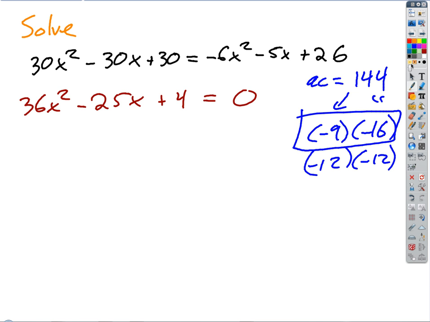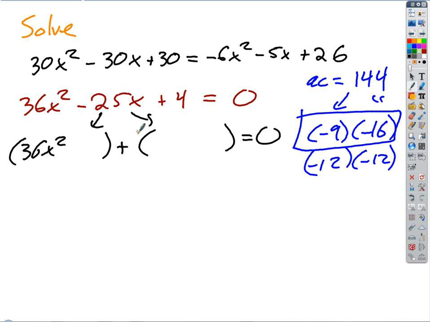So there's our template. 36x squared minus 9x, and the contents of the first group would be the 36x squared and negative 9x, and either minus 9x or minus 16x. It doesn't matter. We'll just do minus 9x. So then if that's the minus 9x, that means the minus 16x goes there.